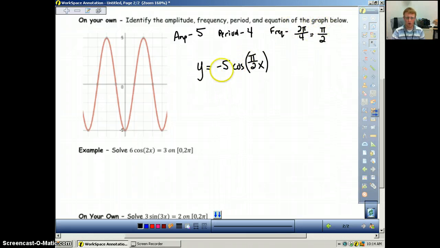This allowed us to write our equation. So the amplitude was 5. It's cosine because we're not starting at 0. We're starting at a different value. The reason why it's negative is because it's flipped. Normally the cosine would start up at 5, so it's negative 5 cosine, and then we just put the frequency right in front of the x. So hopefully that makes sense.